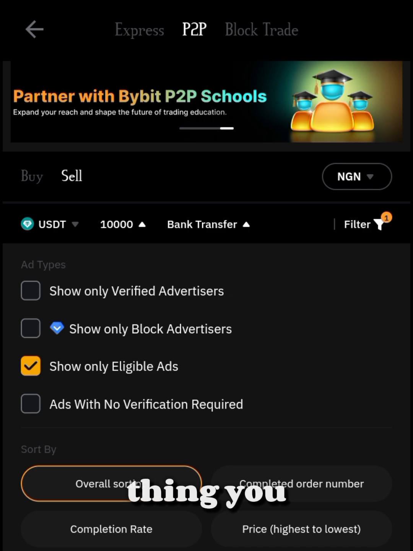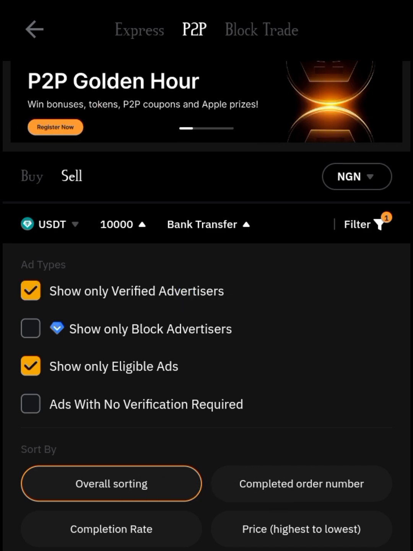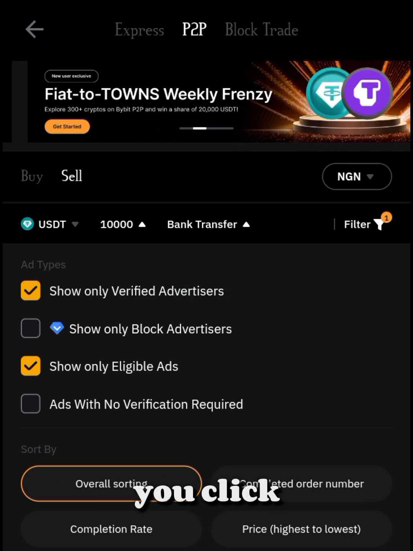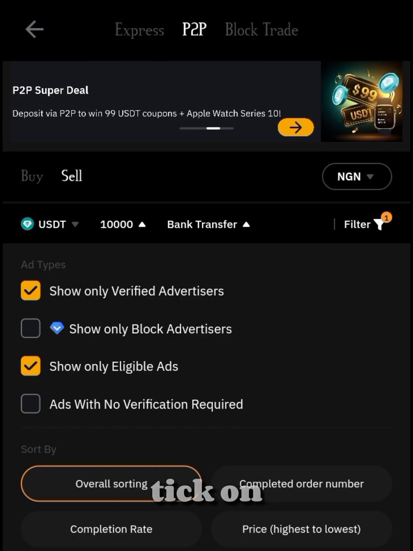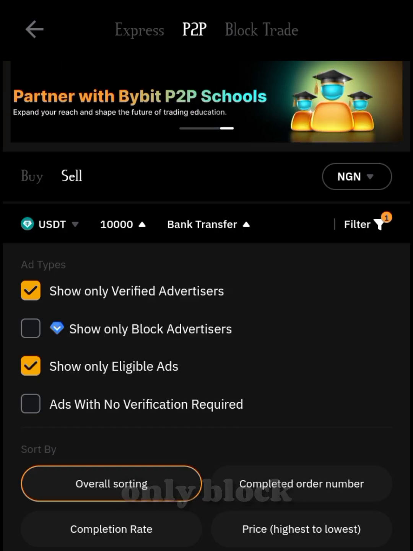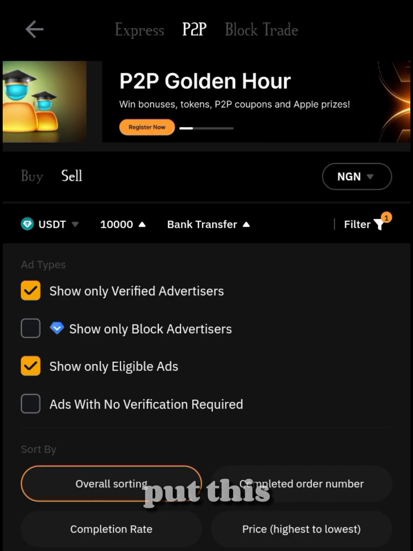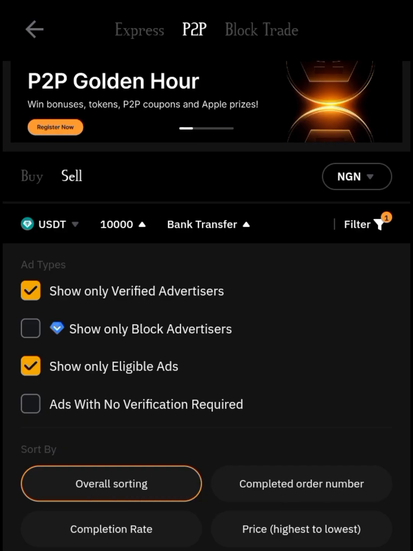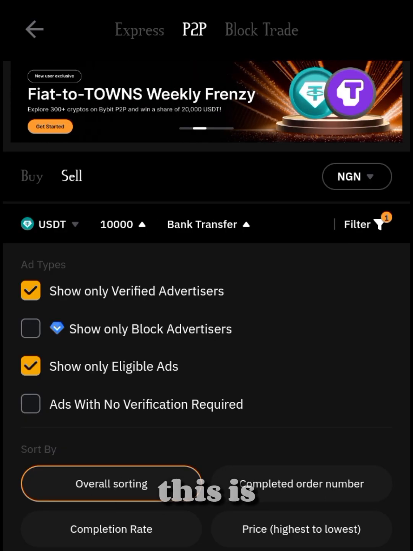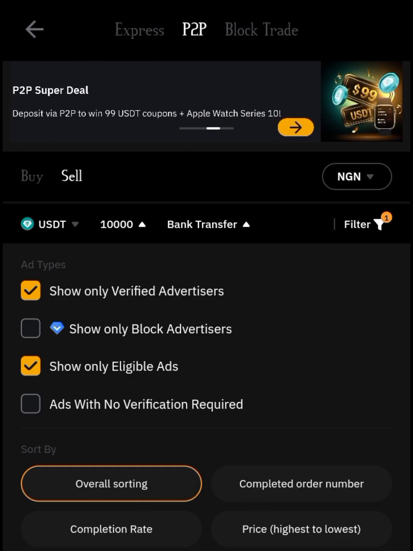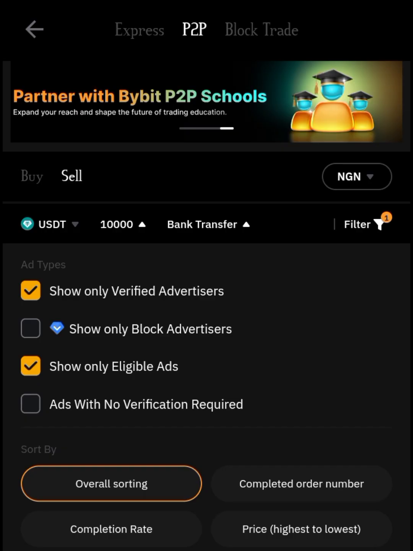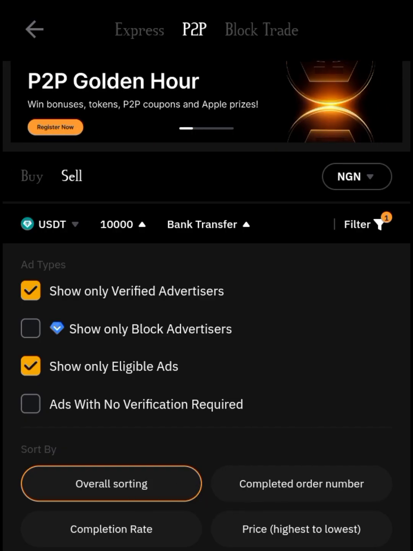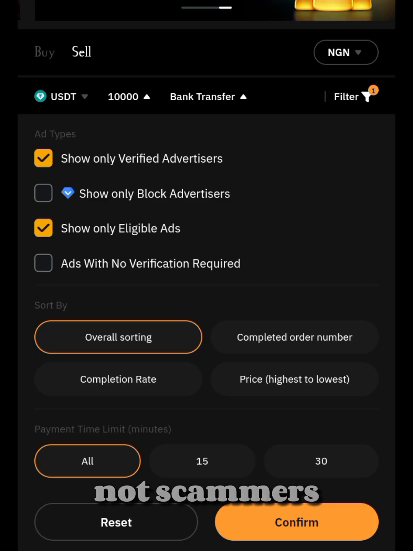So first thing, you have to click show only verified advertisers. Now if you click this, you will see the people that will be remaining are the people that have the verified tick on their name. Now show only block advertisers, no need to select this one. Show only eligible ads. This is very important. Ads that are eligible, that meets the criteria of the exchange, that meets the requirements of the exchange. This will show you only verified vendors who are not scammers, who have been doing legit business in the exchange for a long time.